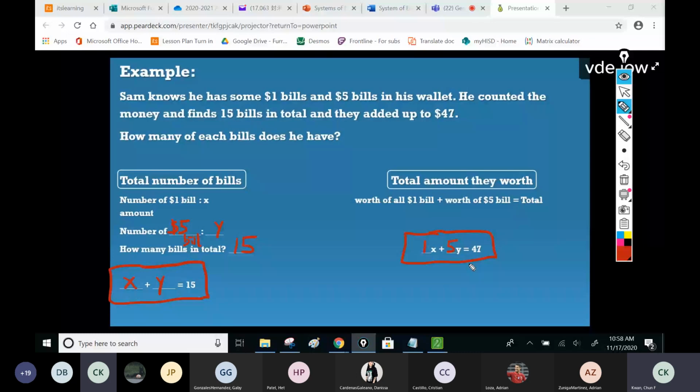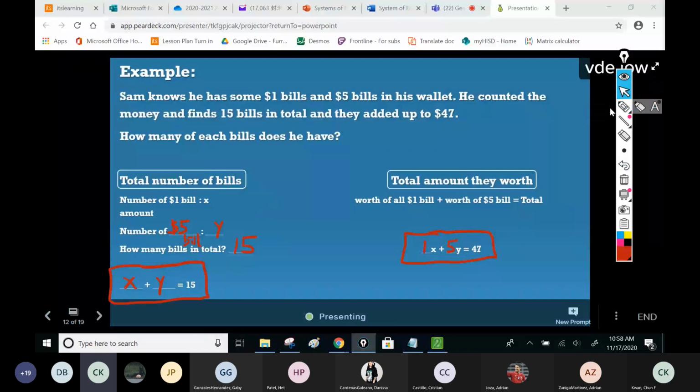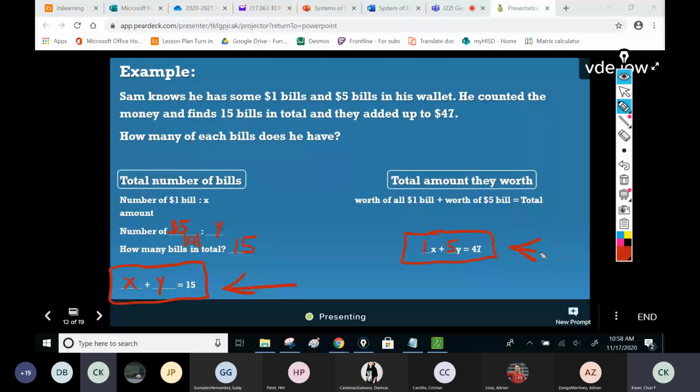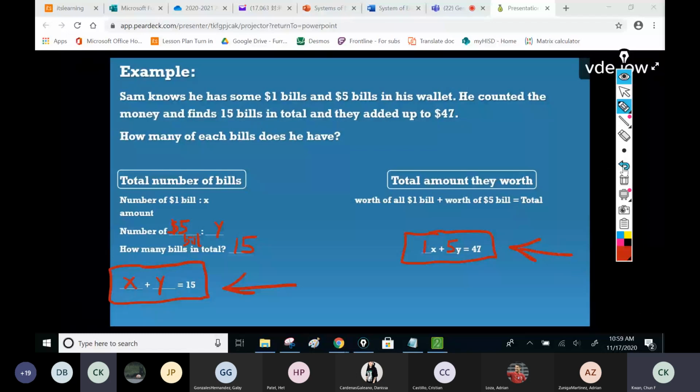So think about what the unknowns are, and then set up the two equations. All right, now that we got the two equations, we can go ahead and use these two equations and solve the problem.